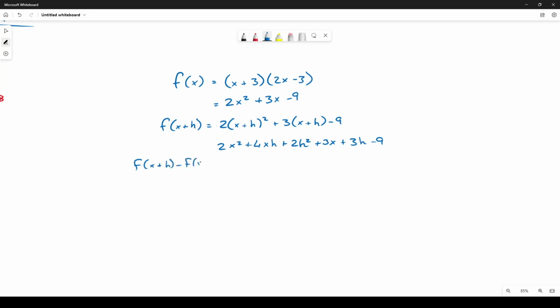f of x, and all that's really going to happen here is, when you take this away from this, I'm not going to write it all out if that's okay, you should in the exam. You're going to minus 2x squared from this, so this will go away. You're going to minus 3x from this, so this will go away, and you're going to minus a minus 9, so it's going to be a plus 9, and then this will go away.